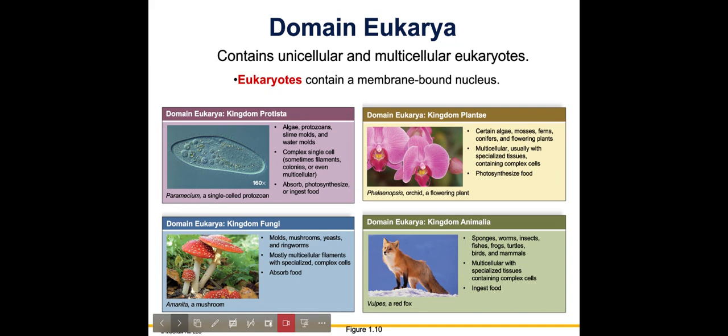Then there's Kingdom Plantae, which is going to be moss and ferns and cone-bearing plants and flowering plants. Most of them are multi-celled, and they have cells that are able to do photosynthesis or make their own food from sunlight. Then there's kingdom fungi, which includes molds, mushroom, yeast, and ringworms. Again, mostly multicellular, except for yeast, which is single-celled, and they absorb their food. And then there's kingdom Animalia, which is sponges, worms, insects, fish, frogs, turtles, birds, and mammals. They are going to ingest their food.